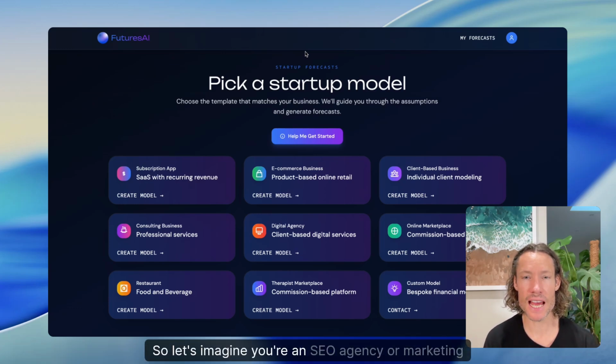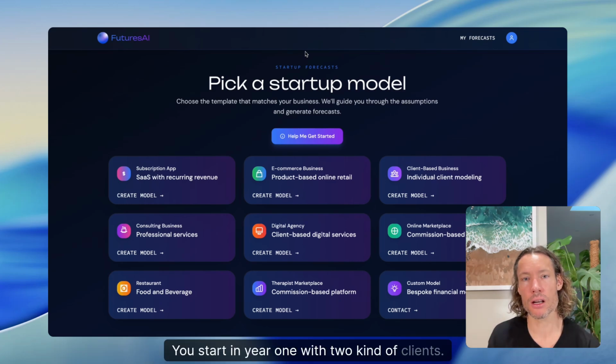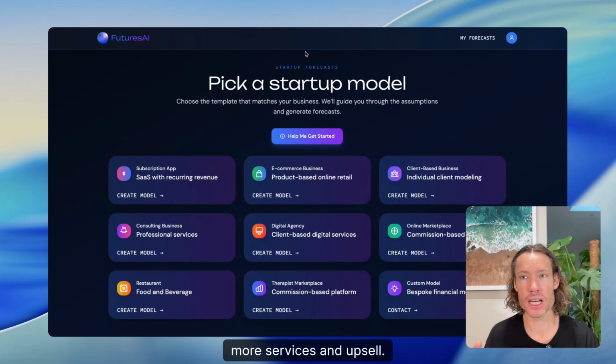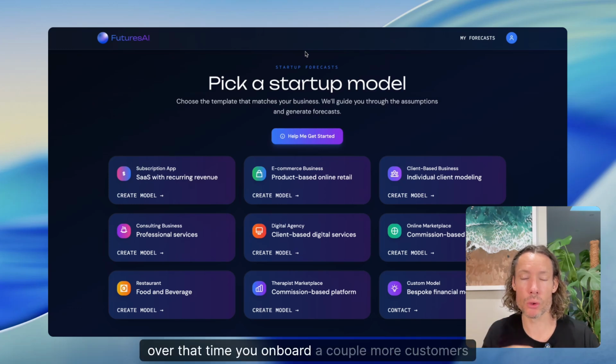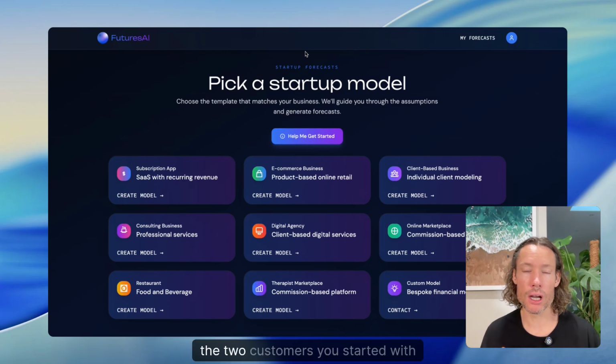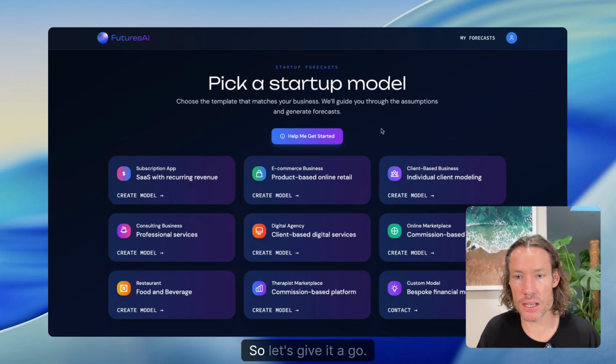So let's imagine you're an SEO agency or marketing agency. You start in year one with 2 clients. You hope those accounts grow as you offer them more services and upsell. Over that time, you onboard a couple more customers, and maybe over a 5-year model, you go from the 2 customers you started with to 15 customers or something. So let's give it a go.